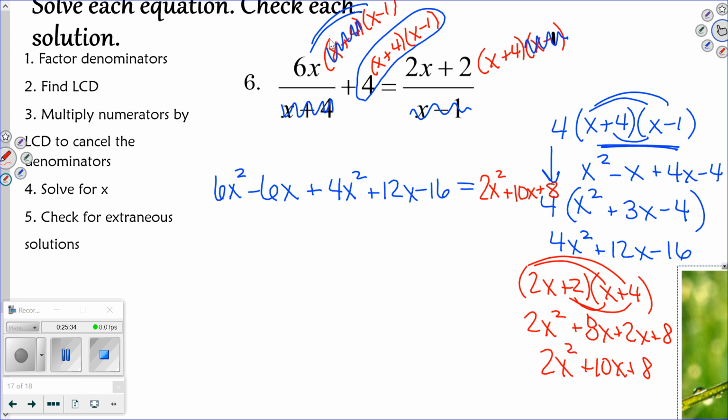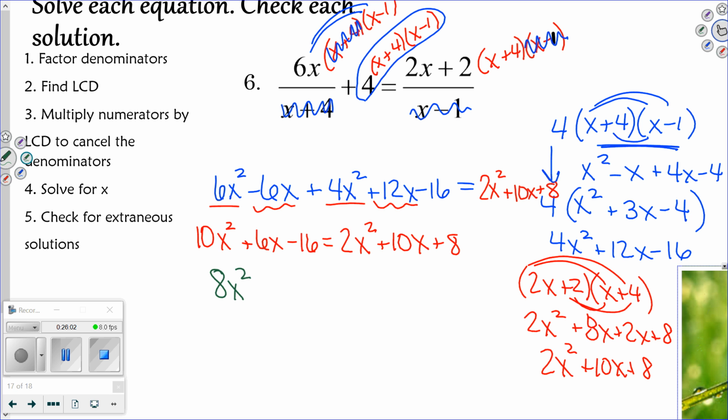What's probably a good idea from this point? Let's combine our like terms, right? We got a lot of stuff going on over here. So 6x squared and 4x squared is 10x squared. Negative 6x plus 12x. And I have minus 16 equals all of this. Do I have to set that equal to 0? Yeah, you get an x squared. So I'm going to subtract this over, get 8x squared. Subtract the 10x, gives me negative 4x. Subtract the 8, gives me negative 24.